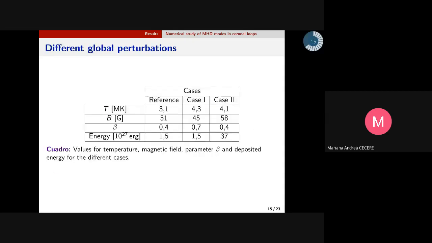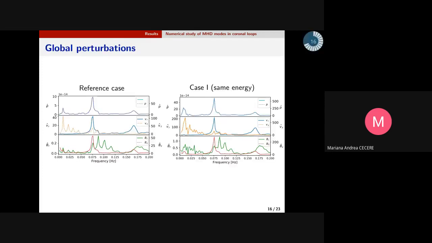Also, we study different global perturbations. We compare a reference case with two cases. For case 1, the energy deposition is the same, but the same loop has a higher beta parameter. For case 2, the beta parameter is the same, but the energy deposition is higher than the reference case. Here, we see the results.